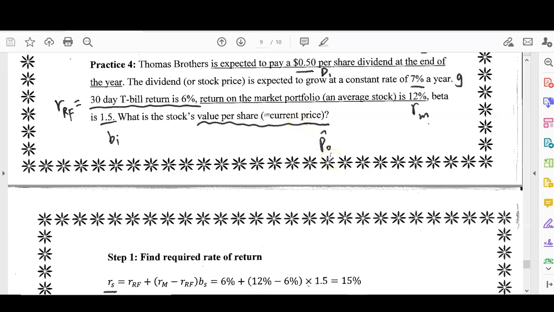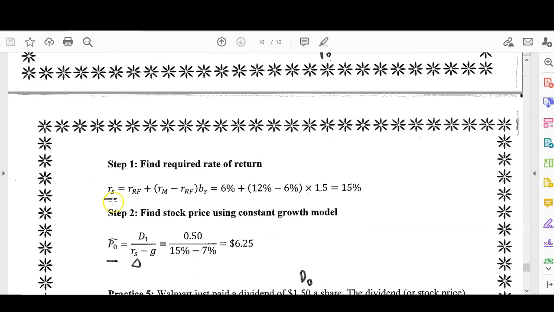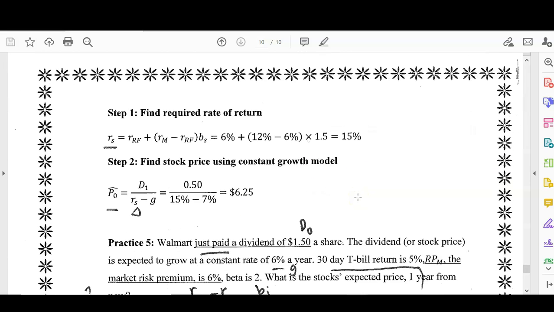P0 hat. Again, here we want to use the constant growth model with D1 and G to calculate P0, but we don't know R. However, we know the risk-free rate, beta and RM, so we can use CAPM to solve for RS first. CAPM: RS equals the risk-free rate plus market risk premium multiplied by beta. Plug the numbers in, and we get 15%. P0 becomes D1 over RS minus G. Plug the numbers in, and we have 6.25.